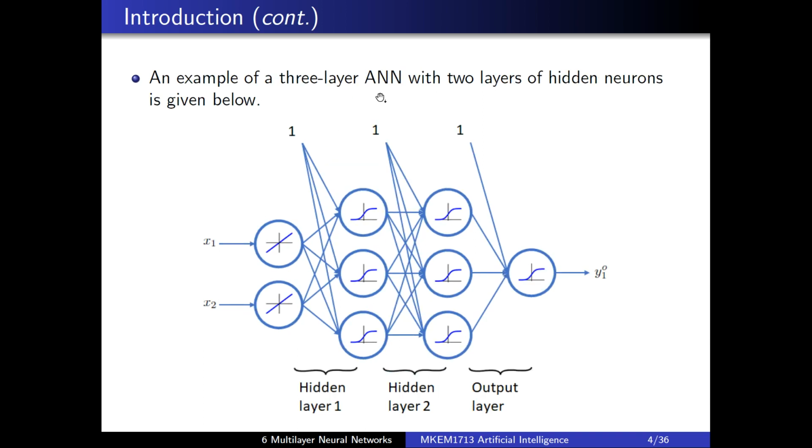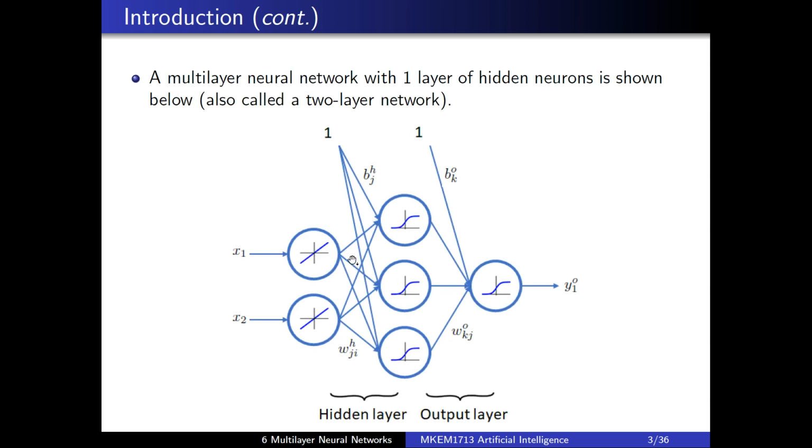This is a three-layer artificial neural network with two layers of hidden neurons. This is hidden layer 1, hidden layer 2, and this is the output layer. Therefore, this is a three-layer artificial neural network. Again, we have two inputs and one output in this particular model. As you can see, we have three hidden neurons in each hidden layer. Between each connection we would have a weight.